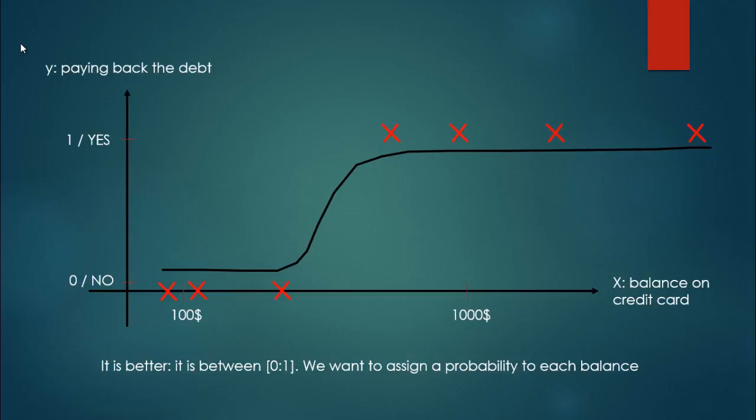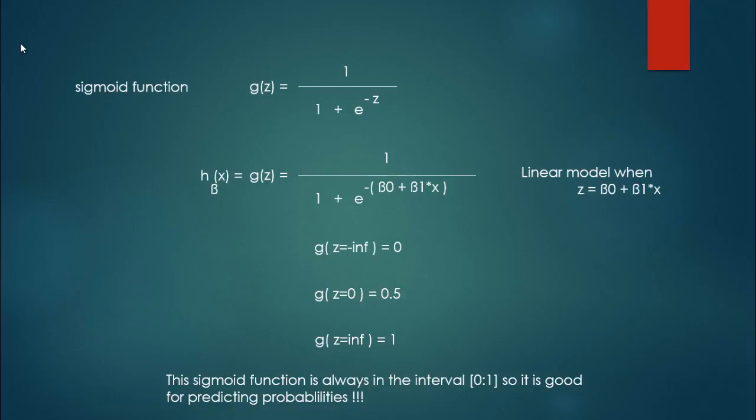And we have the x-axis, which is the balance on the credit card, as we have discussed. We have the y, which is paying back the debt. And we have two categories, the yes and the no, the default and the not default. So this is the logistic function, or the sigmoid, and if you are familiar with higher mathematics, this is the sigmoid function. I denoted it with g(z), which is equal to 1 divided by 1 plus e to the minus z. This is the sigmoid function.